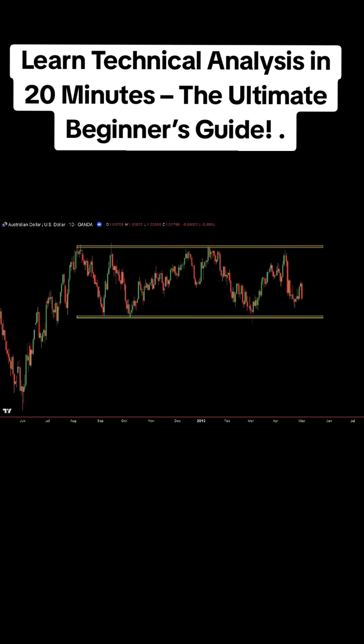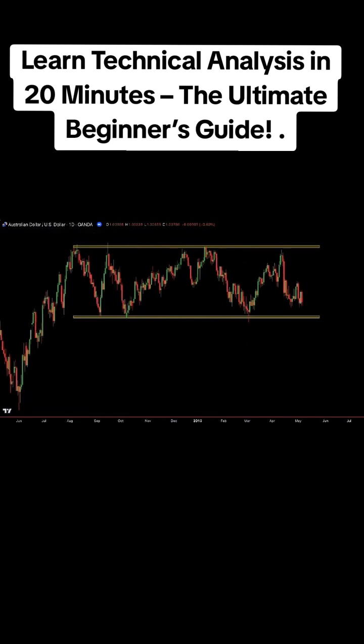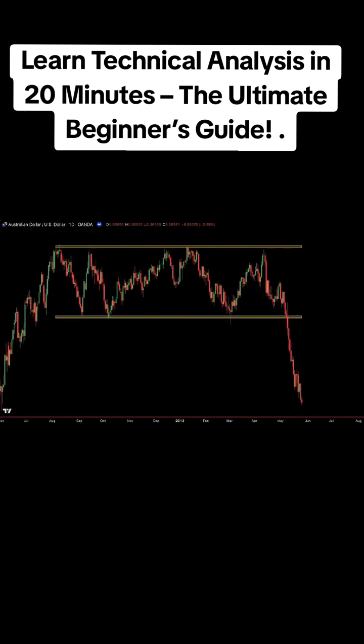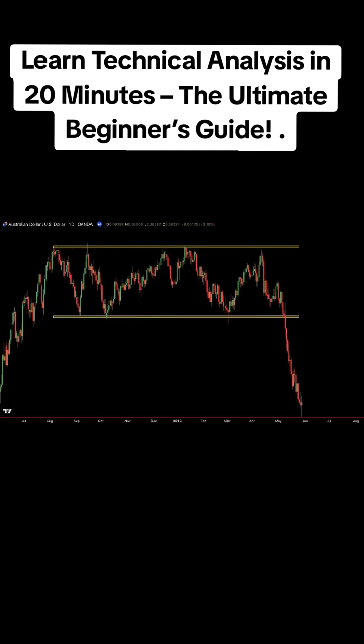In a range, price repeatedly bounces between support, the lower boundary, and resistance, the upper boundary, without making new highs or new lows. This type of market typically occurs when the market is waiting for a catalyst before choosing a direction. A range can last for a short or long period, and eventually price will break out either upward or downward, leading to the start of a new trend.